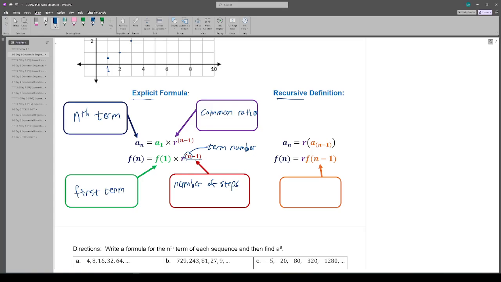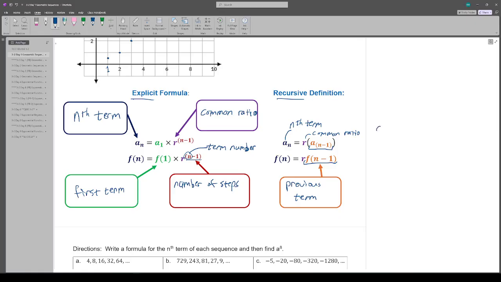The recursive definition, on the other hand, does not let us do math, just like it didn't let us do math previously. So an is still the nth term, just like it is on the left side. r is still the common ratio, just like it is on the left side. The one thing that's new or different here is this thing, which is the same as it was in arithmetic sequences. This means the previous term. So this rule is just telling us how to get a term if you know the one before it.